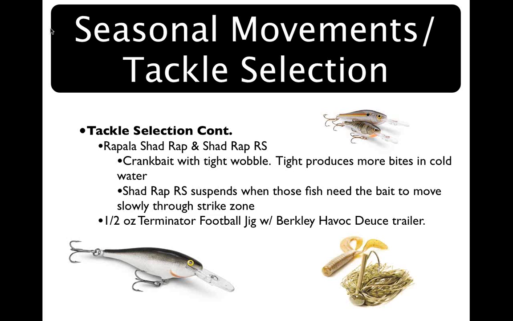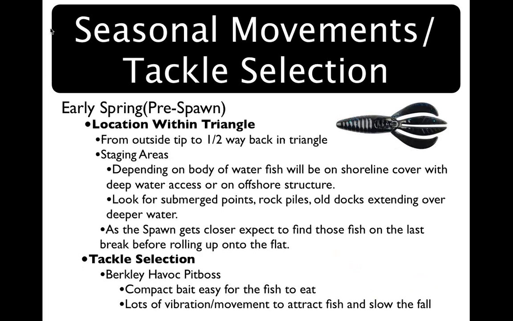Another one is a half-ounce Terminator football jig. A lot of fish this time of year are keying in on crawfish, and so anything that you can fish that imitates a crawfish perfectly, you can fish it really slow. That's going to be a huge key for me.